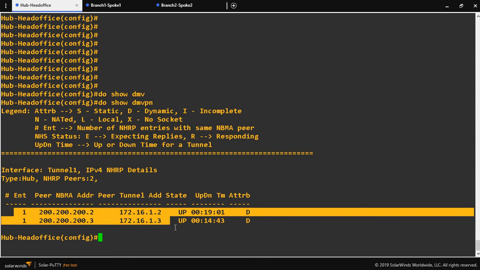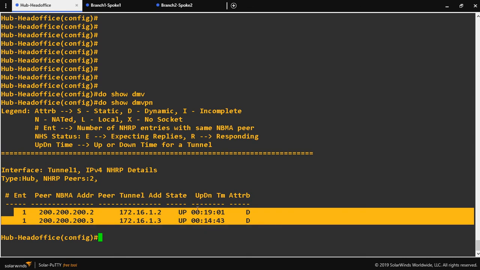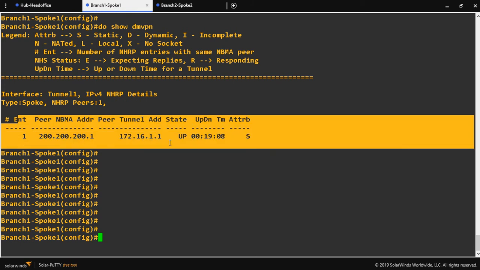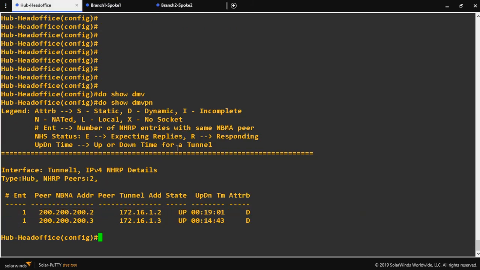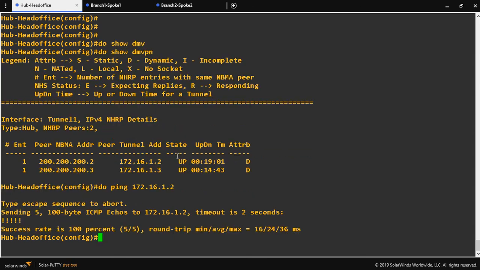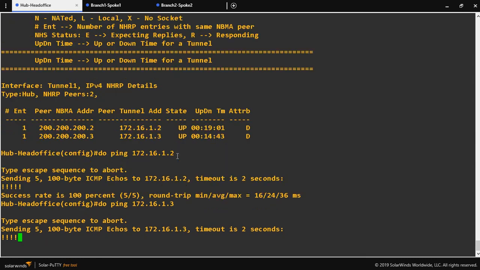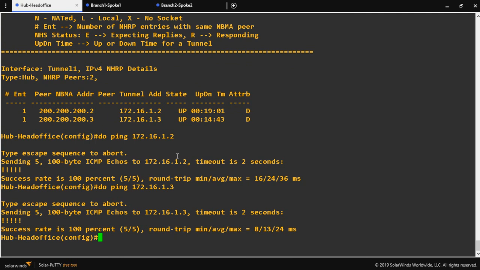So I got the NHRP cache entries for both spoke 1 and spoke 2. In spoke 1 also I have an entry for the hub router, and in spoke 2 also I have an entry for the hub router. Before configuring the EIGRP routing protocol, I'm going to ping the tunnel IP of spoke 1 and spoke 2. So 172.16.1.2, and here we can see I am getting a reply. Now I am going to ping the spoke 2 tunnel IP, 3, and that one also I'm getting a reply.